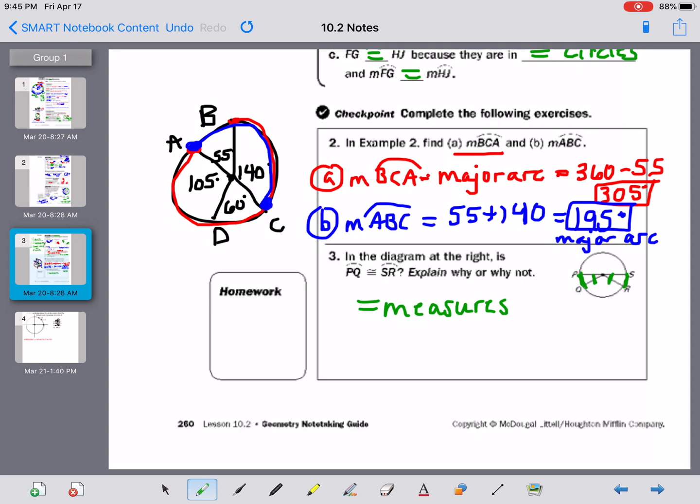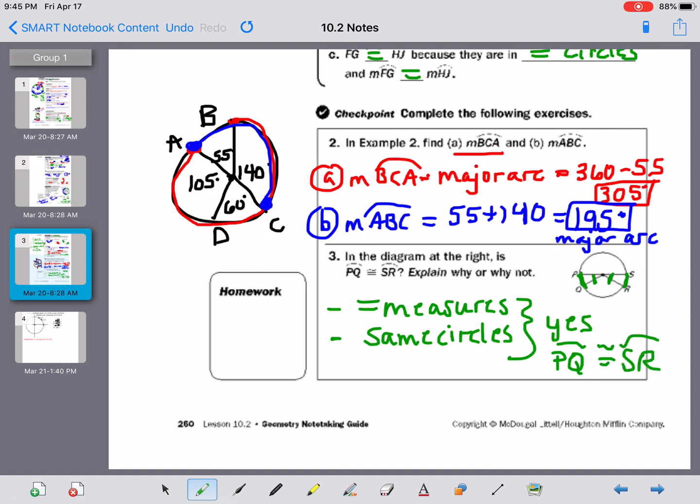And remember, I have a second check. Does it come from the same circle, or do they come from congruent circles? Well, this one definitely comes from the same circle. So I have a check on both things I need to check for. Between those two, that means yes, I have PQ congruent to SR, because I do have both parts of my arcs and both rules fit.